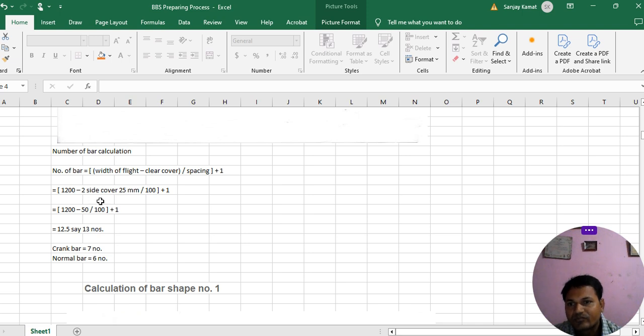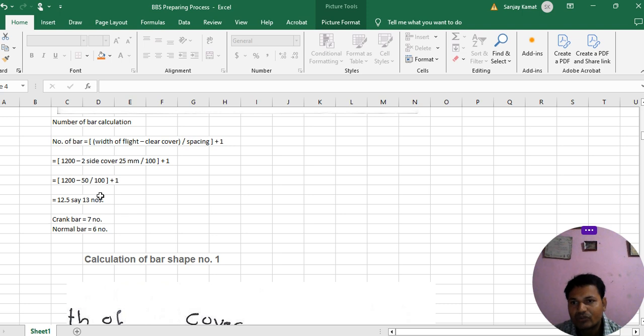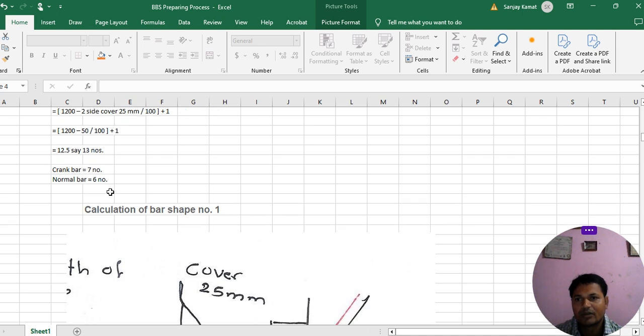After doing this, how many sides? Two sides are there. Side cover is how much? 25 mm. If we multiply this 2 into 25, this will be 50. Once we know this, do it in the calculator. It will come 12.5. Approximately, we can assume 13 numbers of bars. So we know how many bars are required here: 13 bars.